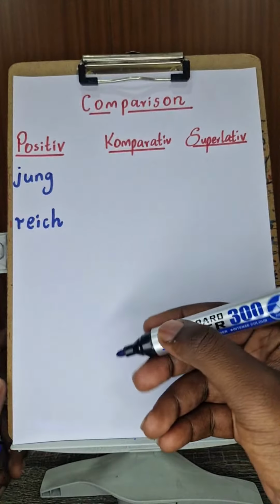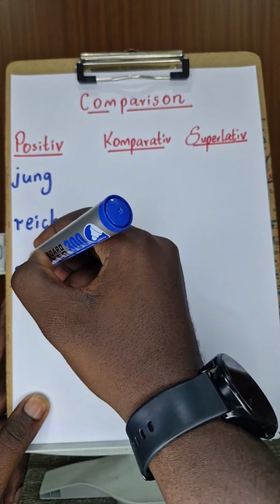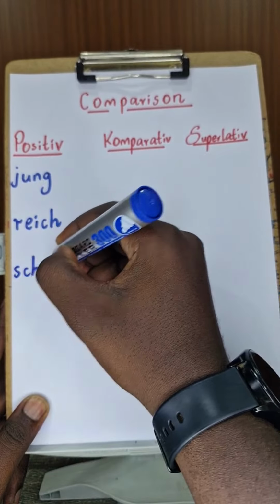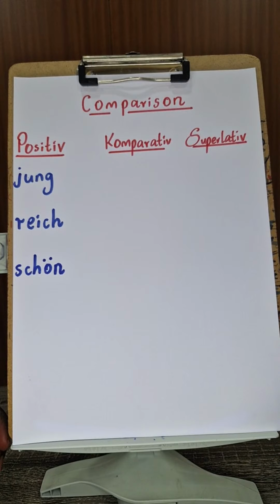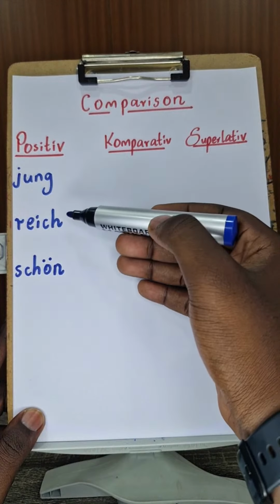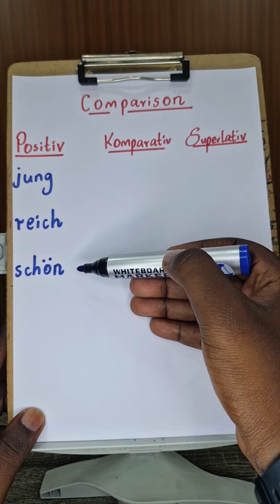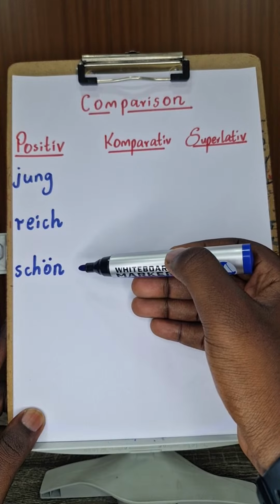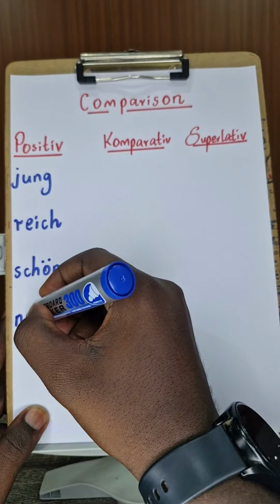And then some other example that I have is, let's use schon. We'll give 6 examples today. There is schon, okay? Do you know any other examples of adjectives? Feel free to also comment below. So there is jung, young. There is reich, which is rich. There is schon, okay? Which other example? Let's use neu. There is also neu.